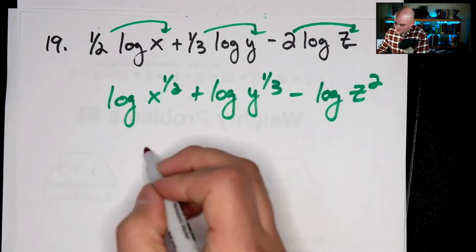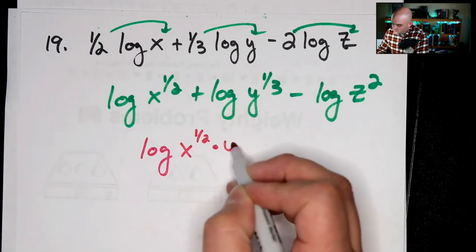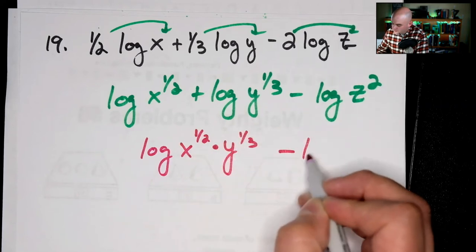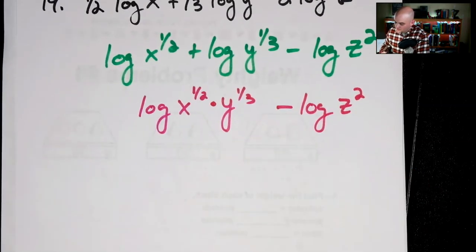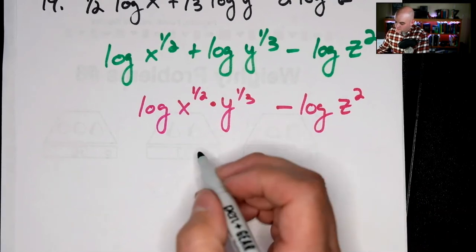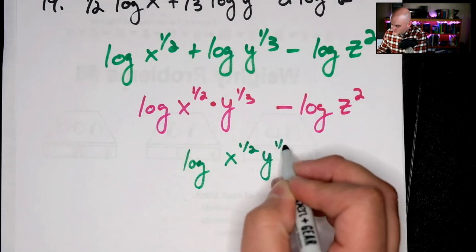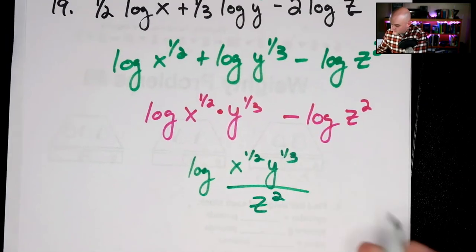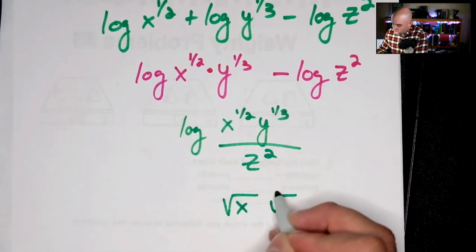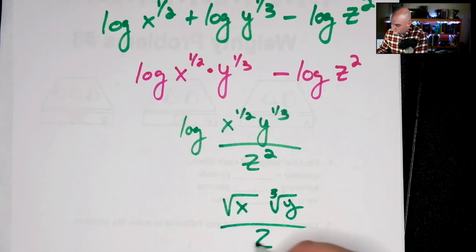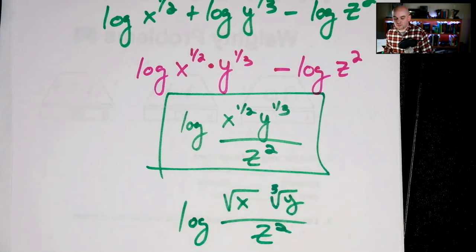So that is the same thing as log of x to the 1/2 times y to the 1/3 minus log of z squared. And then I'm going to combine these two right here using that subtraction property and say I've got the log of x to the 1/2 times y to the 1/3 all over z squared. And if you wanted to, you could have written this as square root of x times the cubic root of y all over z squared with a log in front. I'll take either as an answer, okay? So that or the one below it.